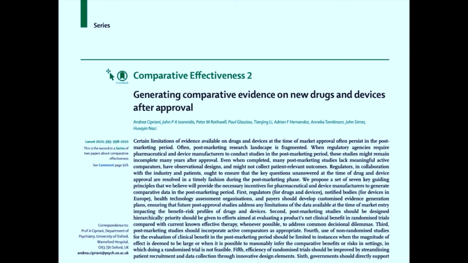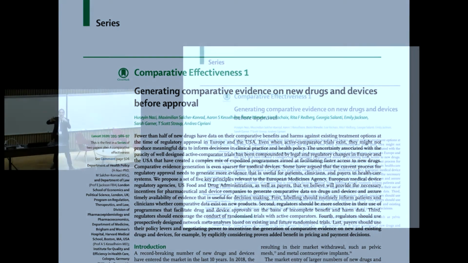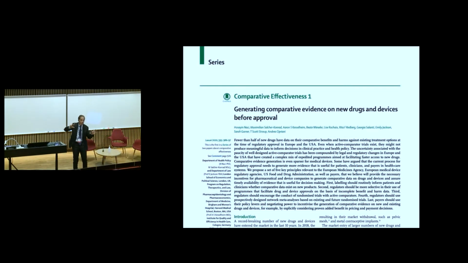But paper 1 of the series was about before approval. And this is where network meta-analysis can really help, because if we do a network meta-analysis now, and like this morning, we identify a gap in the information, as regulatory agency, we can ask companies to do research in that area.